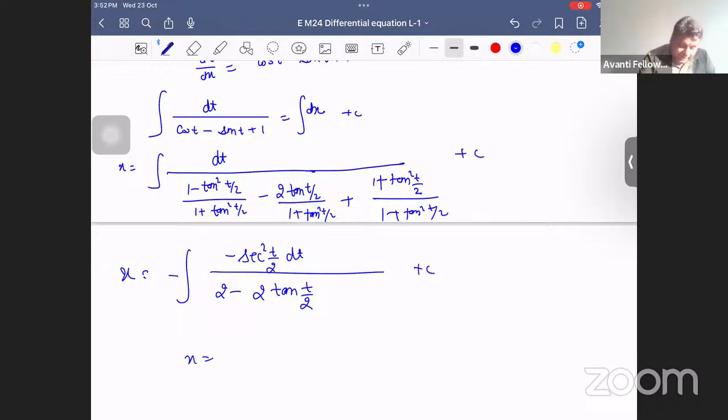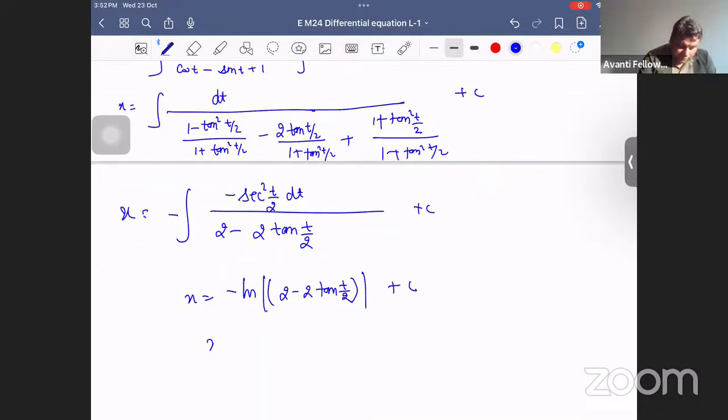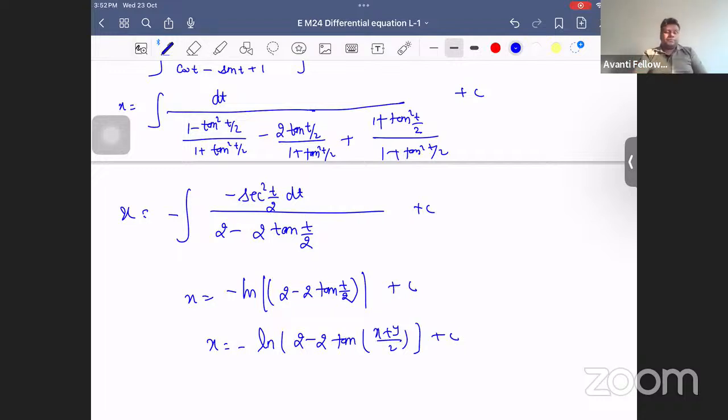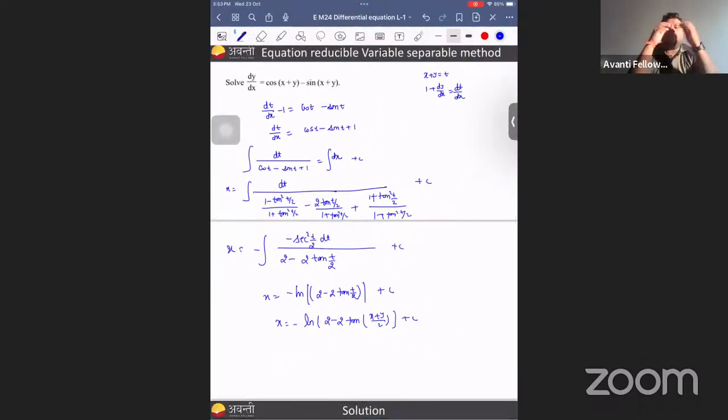So x you got as ln, with a negative sign, ln of denominator. So it is 2 minus 2 tan t by 2 plus c. And then replace t as x plus y. So it will be x equals minus of ln 2 minus 2 tan of (x plus y) by 2 plus constant. Got it? See, once the question is easy, a little bit of different integration part is tough.